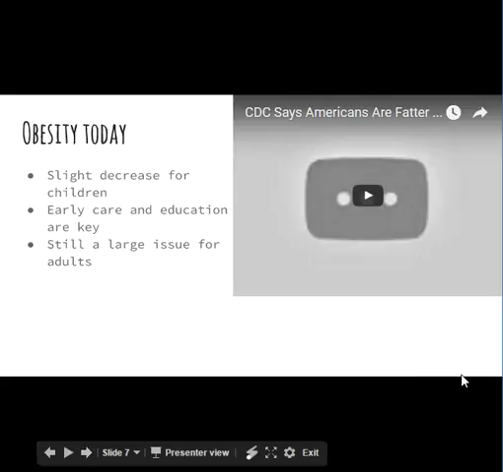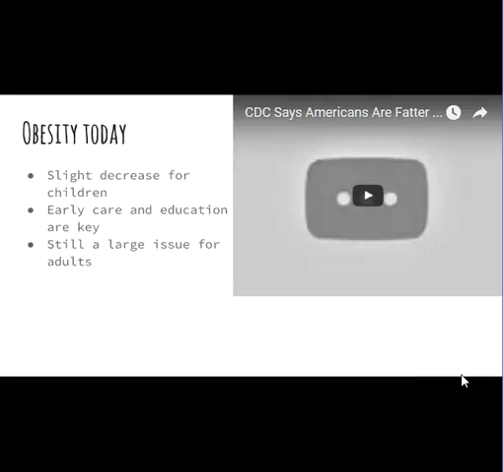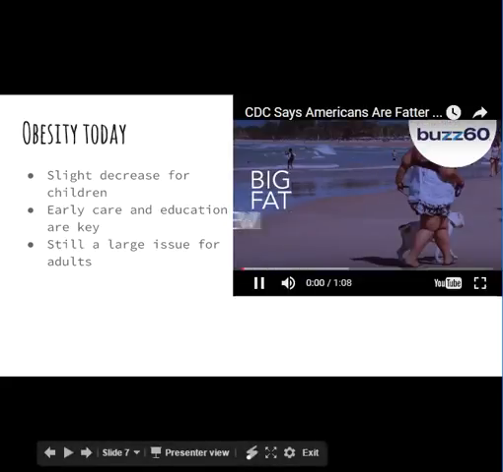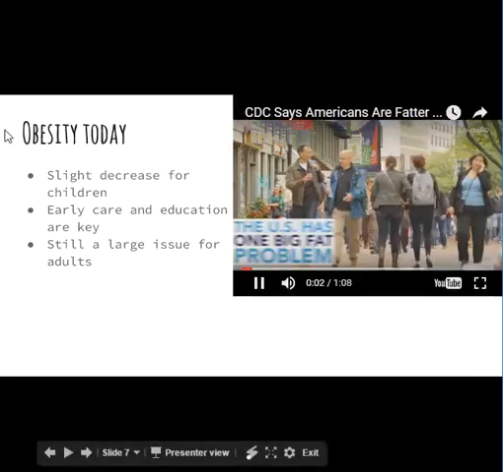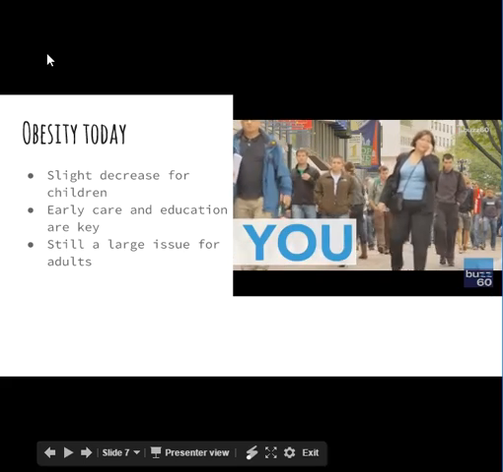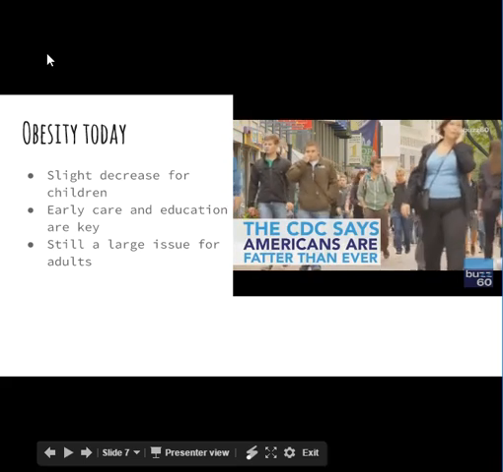So obesity today, there is a slight decrease for children. If you look just at the state of California, there is a decrease of like 0.2% from 2013 to today. They found that early care and education are key in preventing obesity within children, and that it's still a large issue for adults. So if you watch along with this video, it talks about how this issue is prevalent mainly with adults, and the long-term effects it has.